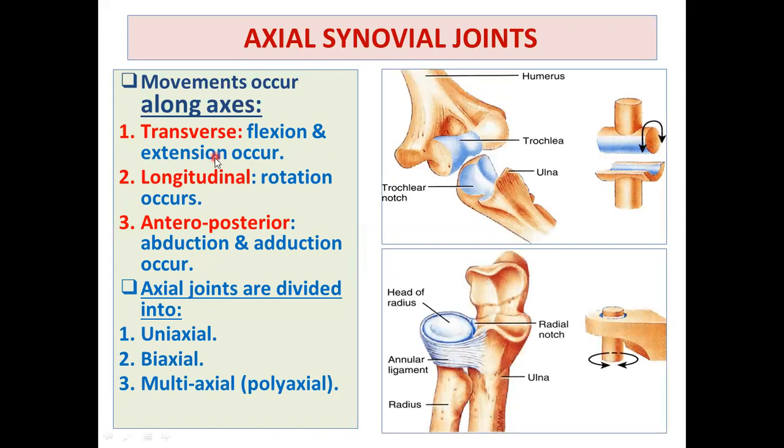Now, in axial synovial joints, movements occur along an axis: transverse, longitudinal, and anterior-posterior. In the transverse axis, there is flexion and extension. In the longitudinal axis, rotation occurs. And in the anterior-posterior axis, there is abduction and adduction. The axial joints are divided into uniaxial, biaxial, and multiaxial.